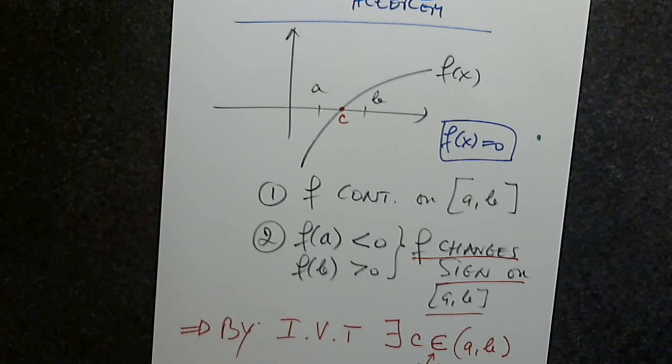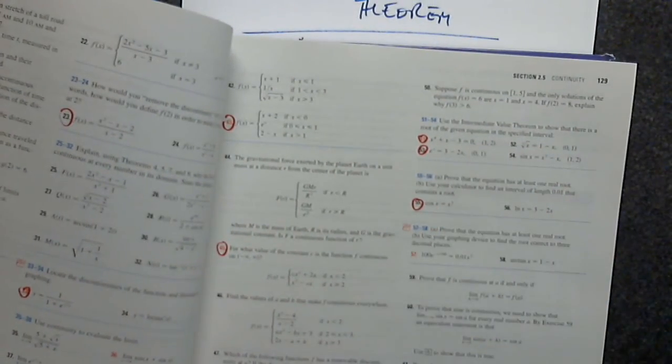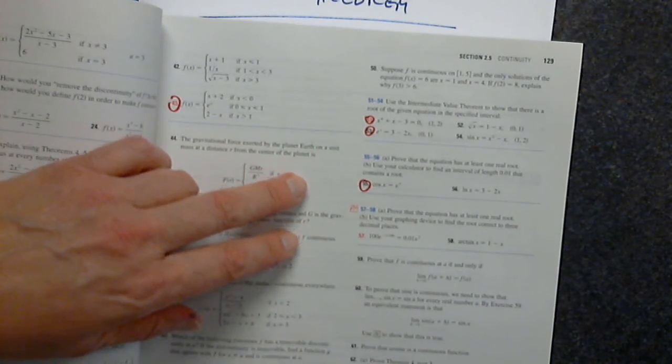But that is a huge step forward, because you'll see what happens in chapter 4. We will be able to solve any equation we want with calculus, but we don't have the tools just yet. But this is going to be the starting point, the intermediate value theorem for continuous functions, only for continuous functions. If the function is not continuous on the interval a comma b, the intermediate value theorem is not applicable.